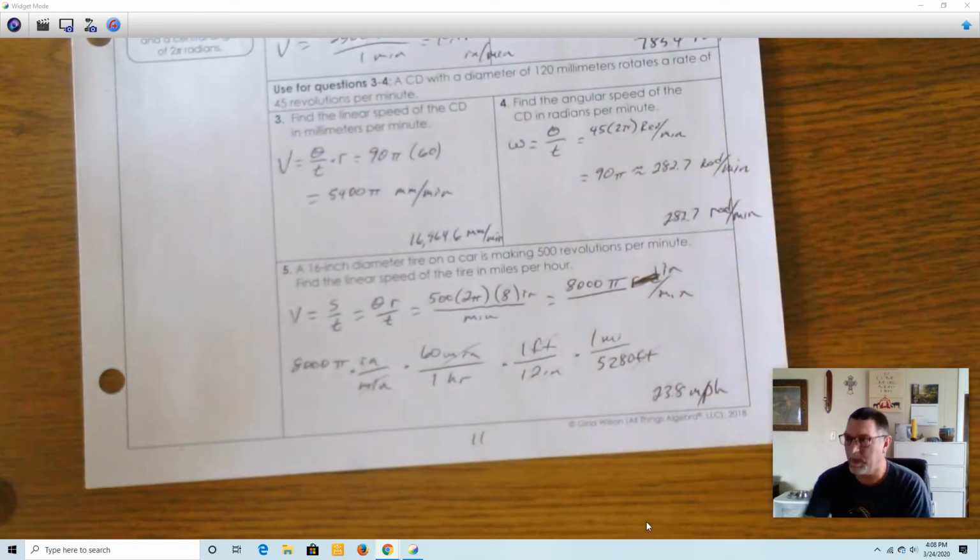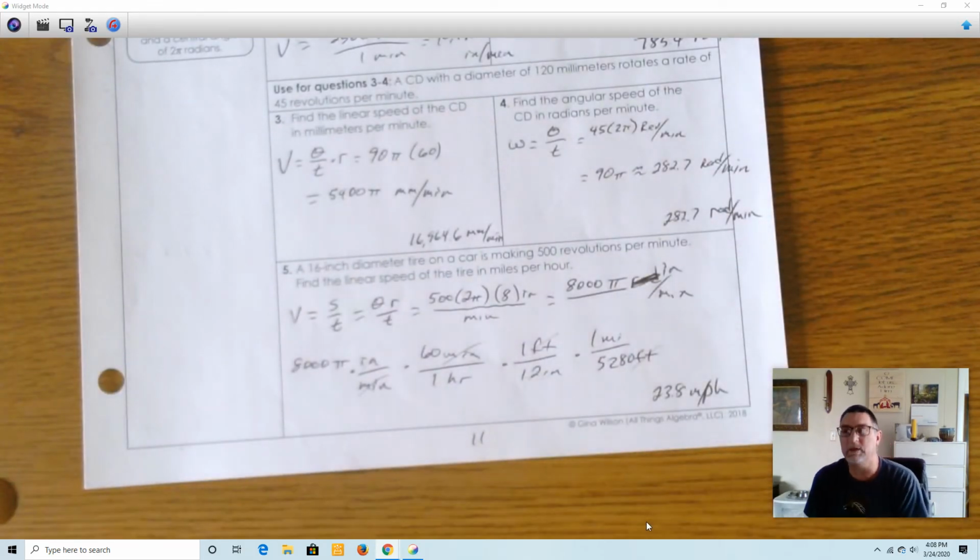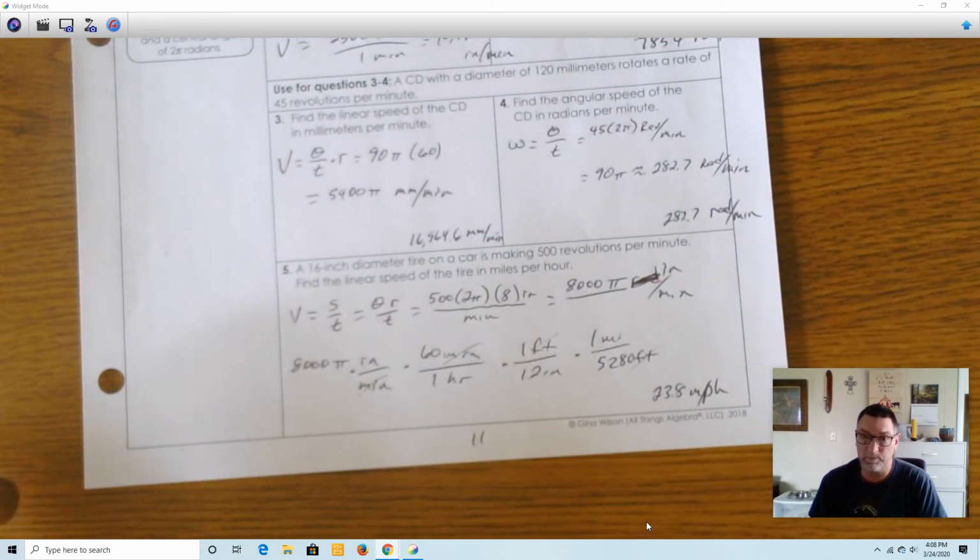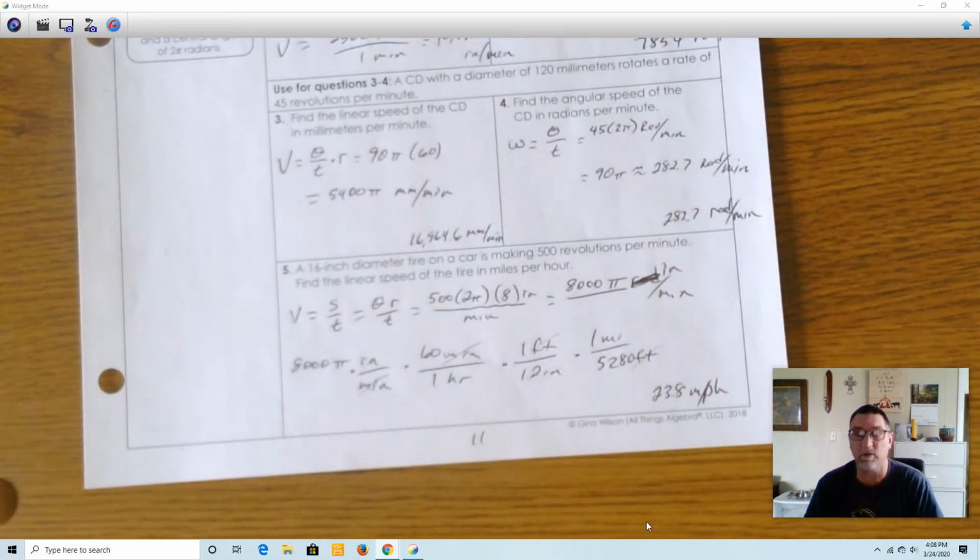So that is the basis of doing circular motion. And like I said, the biggest thing for you is going to be the conversion from wherever they start to their finish, which is usually miles per hour.